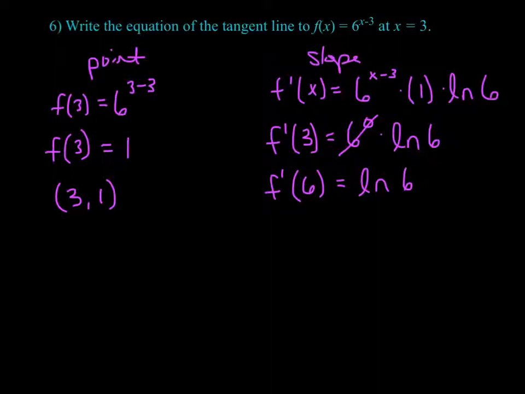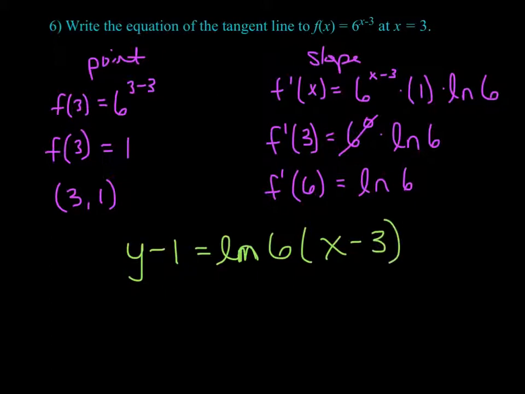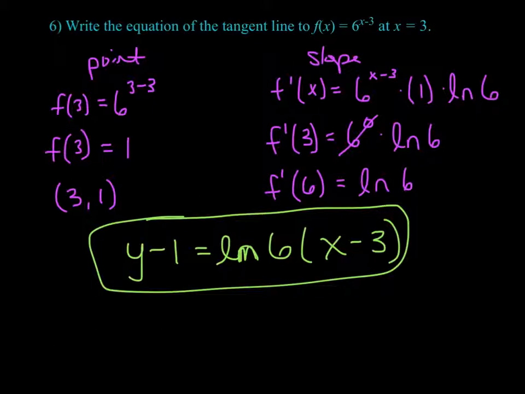So we're ready to write the equation of the tangent line. It would be y minus 1 equals natural log of 6 times (x minus 3). And that would be the equation of our tangent line at x equals 3.